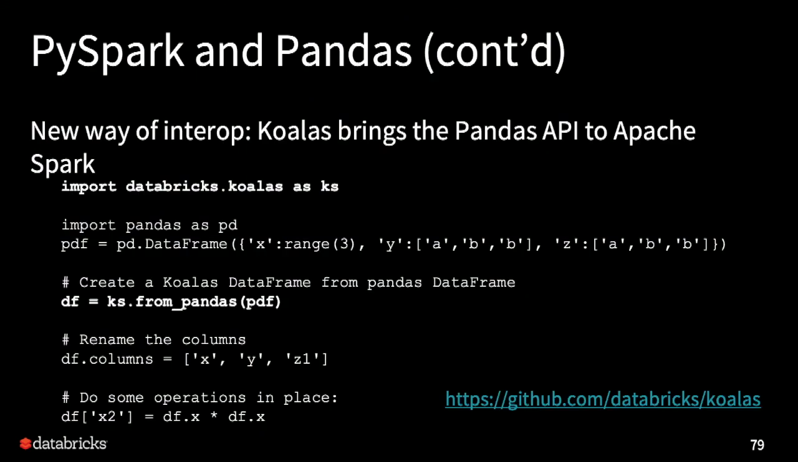And the brand new way of doing interop is even better if you are really familiar with Pandas and you just want better performance. So the new Koalas project brings the Pandas API directly on top of Spark SQL, where you can keep using all the tools that you're familiar with, but just get a much better Spark level performance. And as Reynold has covered in his keynote, here's the link to the GitHub project.